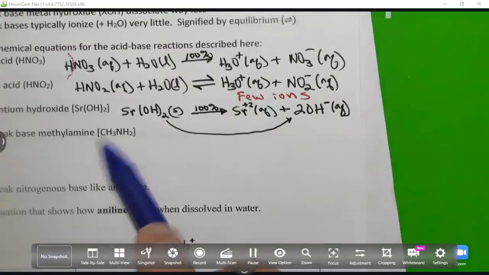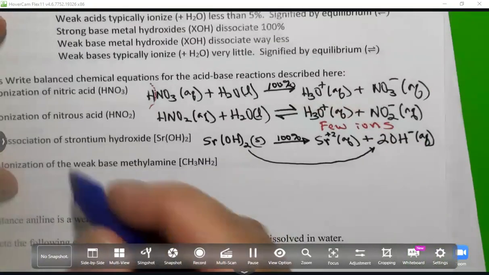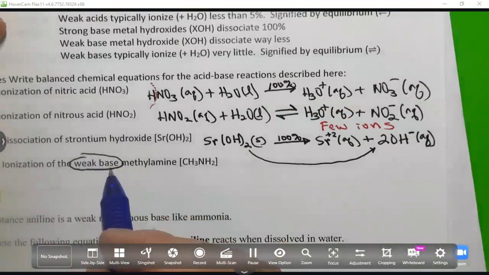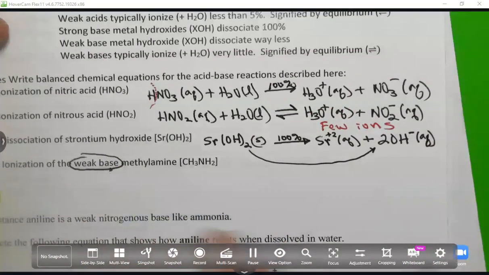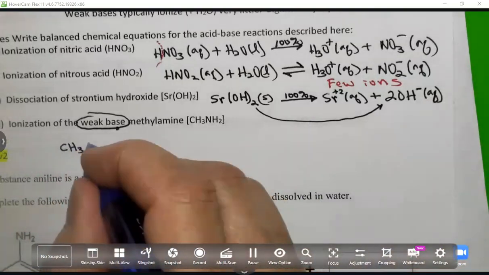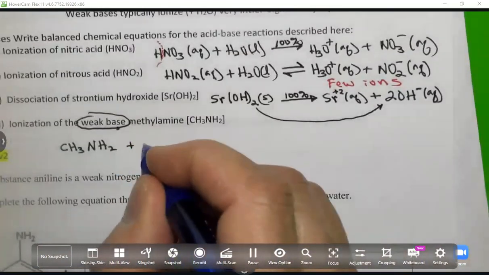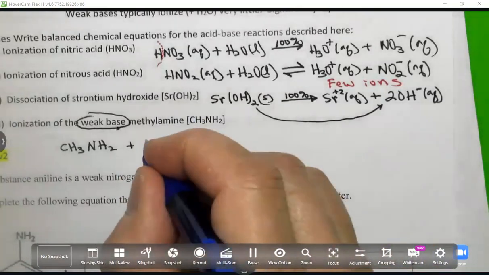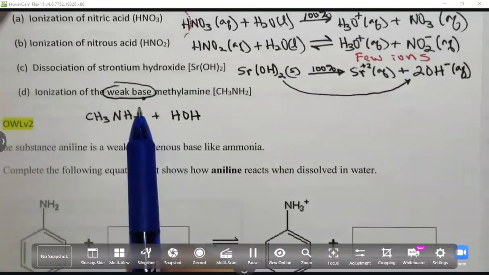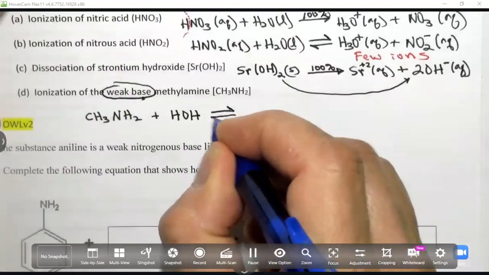Letter D is like our quiz question. If it is a weak base, in the word base, what do you have to produce? OH minus. So we'll write that out. We have CH3NH2 plus, write water as HOH. If it is a weak base, we're going to get just a few ions. We write an equilibrium like this.